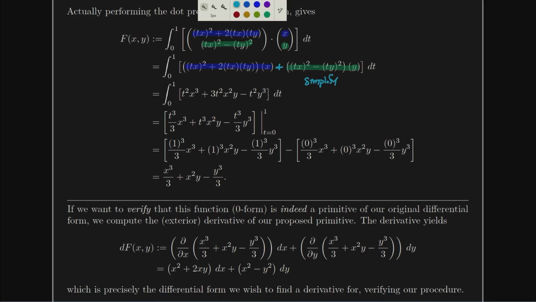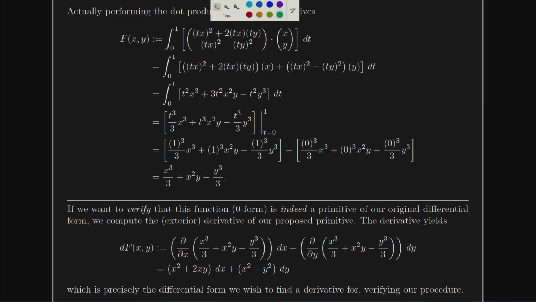What do I actually have here? It looks like I've got x, tx squared, so that's tx cubed. I've got y, ty squared, so that's t squared y cubed. I've got 2tx ty and an x. And I've got tx squared and a y. All of those together are going to give me 3t squared x squared y. So that's me combining all of my terms together.